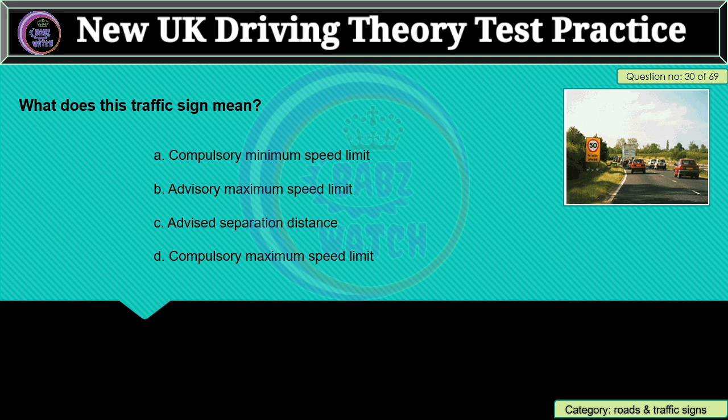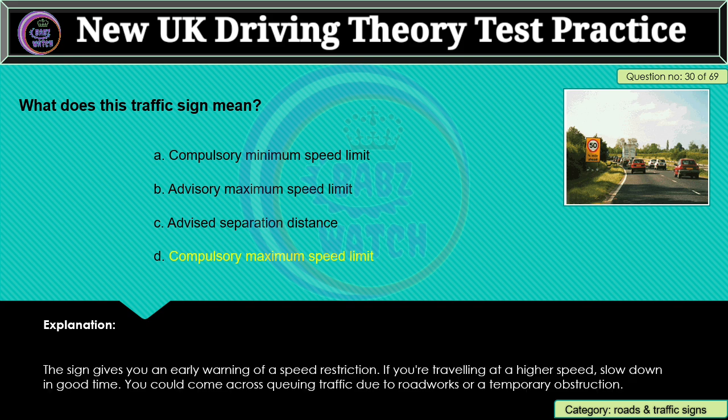Question 30 of 69. What does this traffic sign mean? A. Compulsory minimum speed limit. B. Advisory maximum speed limit. C. Advised separation distance. D. Compulsory maximum speed limit. The correct answer is D. Compulsory maximum speed limit.